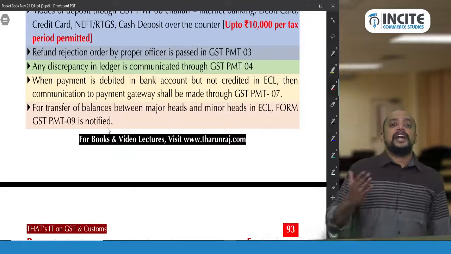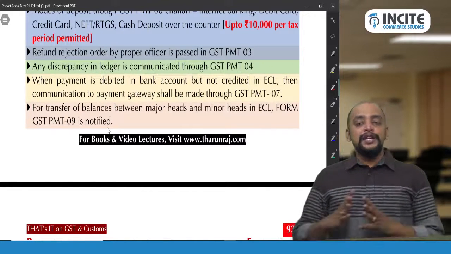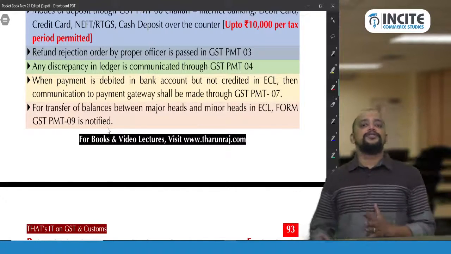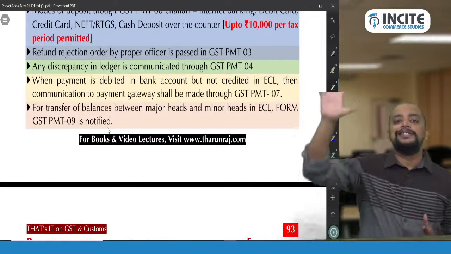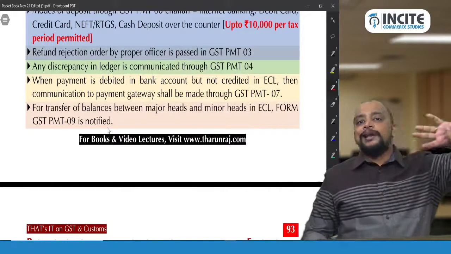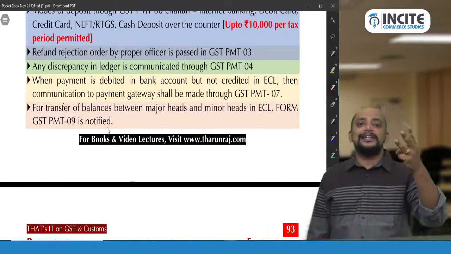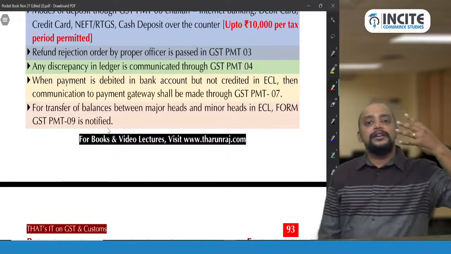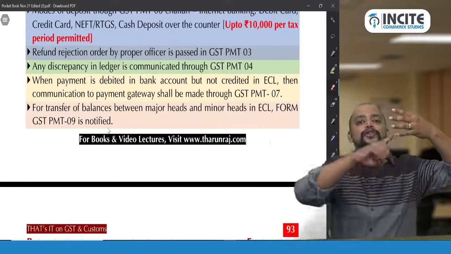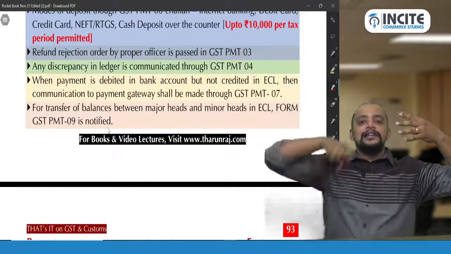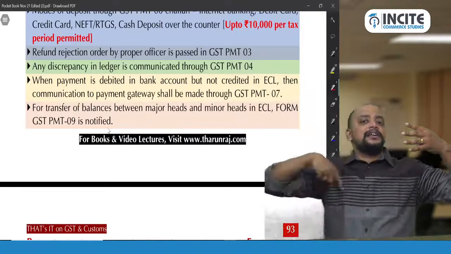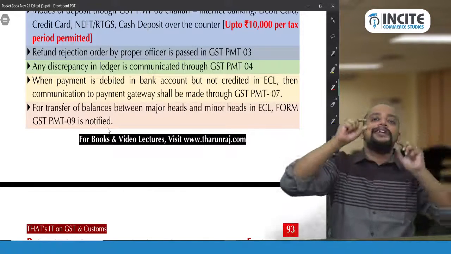PMT 9 is for transfer of balances in the cash ledger. In the cash ledger, when we make a deposit, we need to make the deposit into 20 cells carefully. There are 4 major heads: CGST, SGST or UTGST, IGST and compensation cess. Against these 4 major heads, there will be 5 minor heads: tax, interest, penalty, fee and others. So 5 into 4, 20 cells will be there.